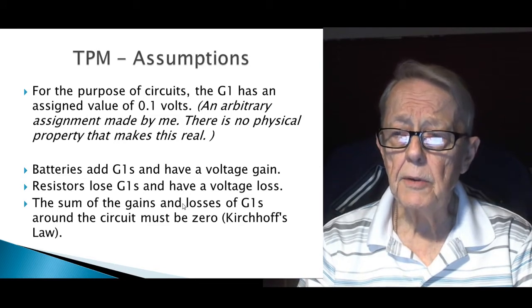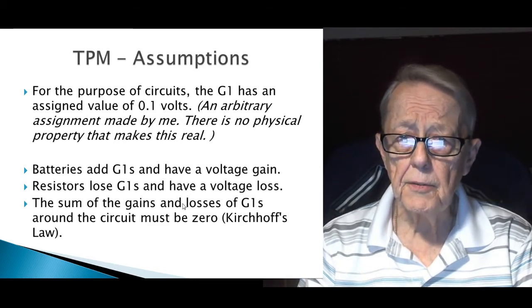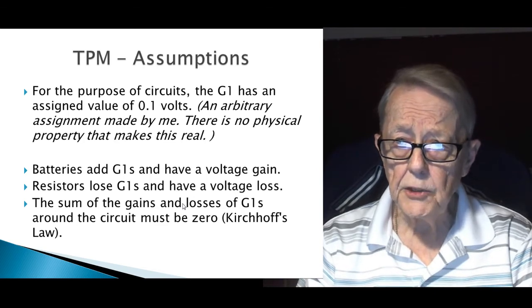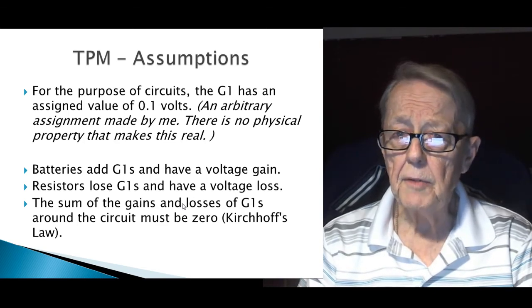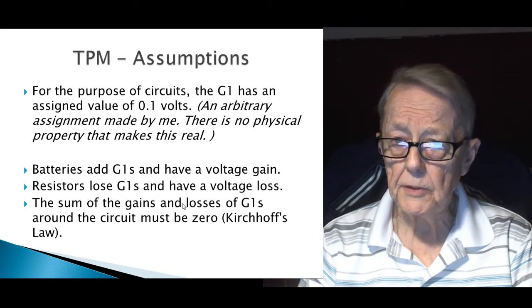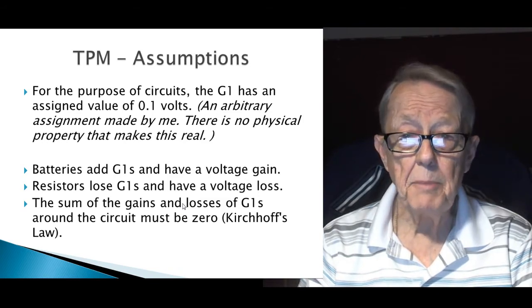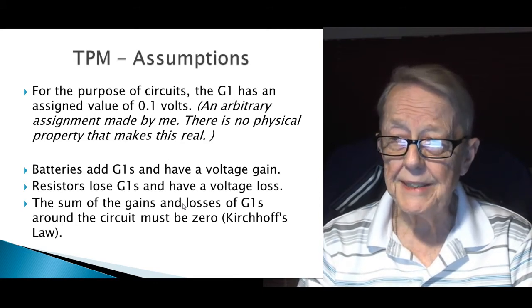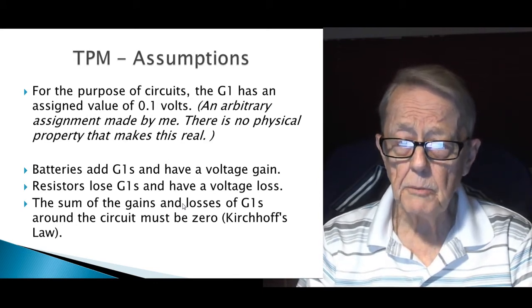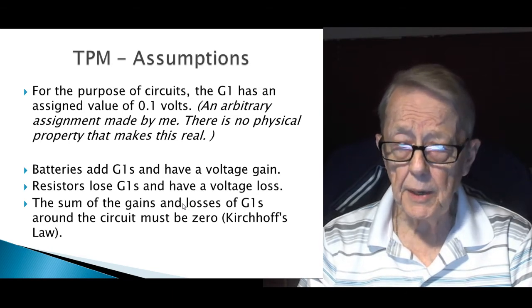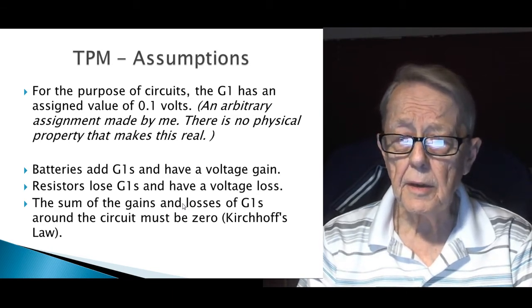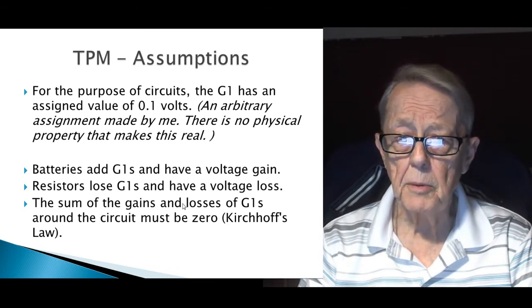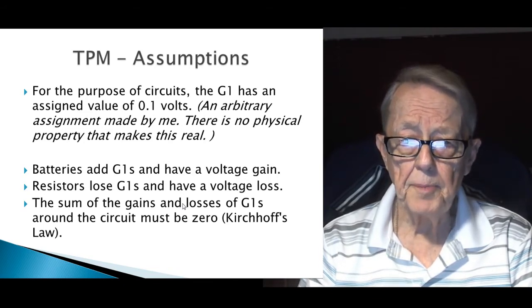Okay, in general, this is what I've done in the past for the purpose of doing an analysis. The G1 has an assigned value of 1/10 of a volt. This is an arbitrary assignment made by me. There is no physical property that makes this real. I'm just assigning it that way. Ultimately, there'll be a value, but this one is just an arbitrary one made by me.